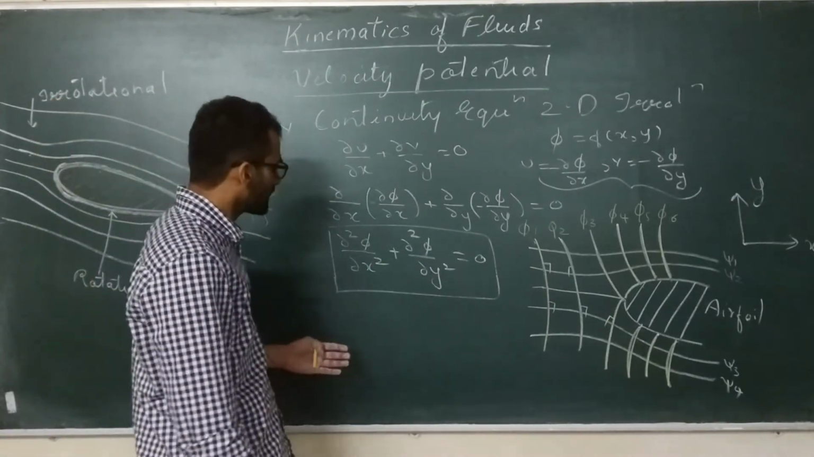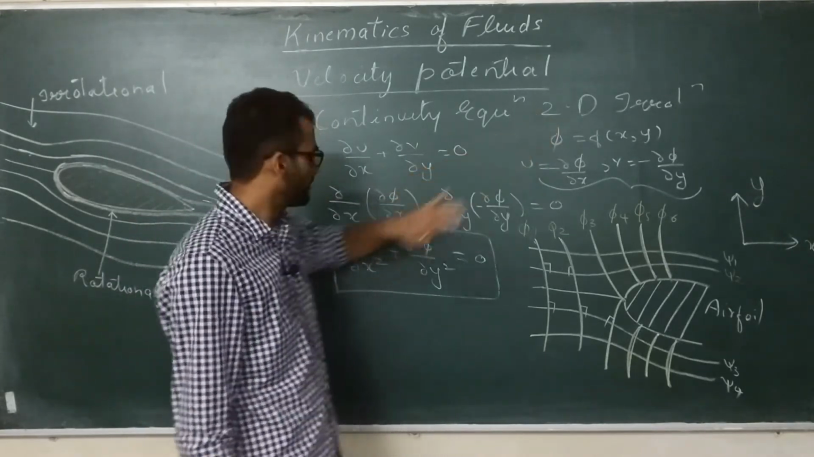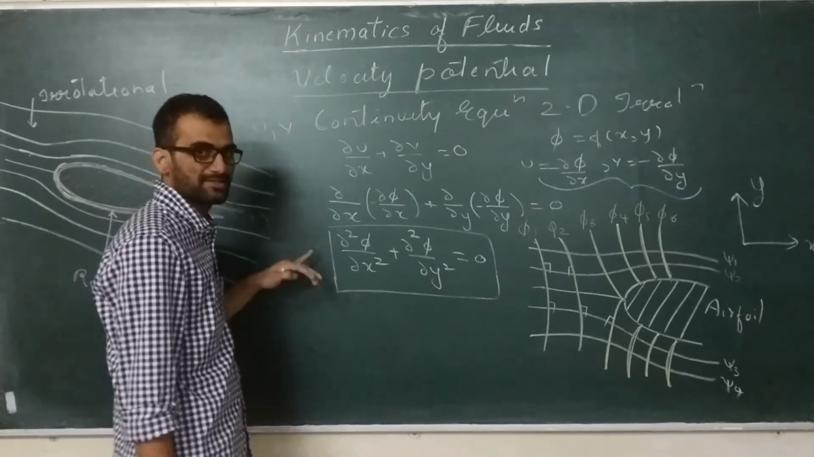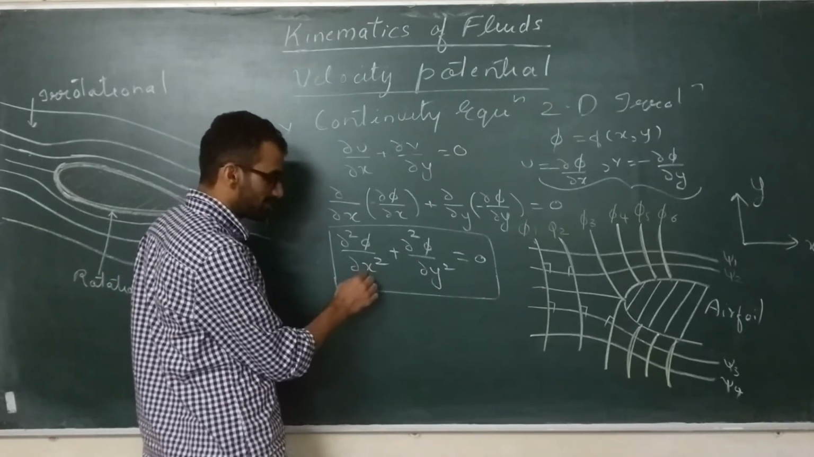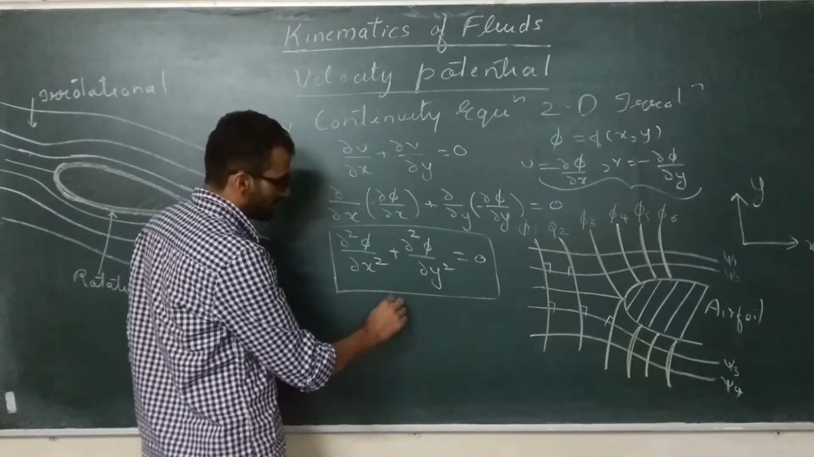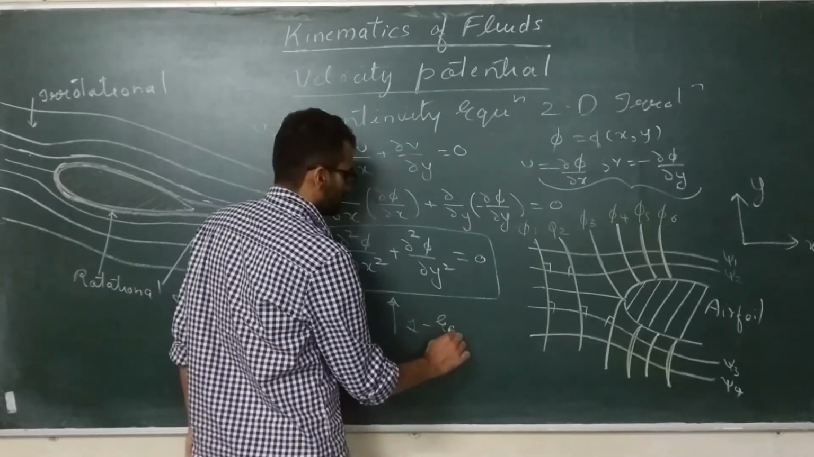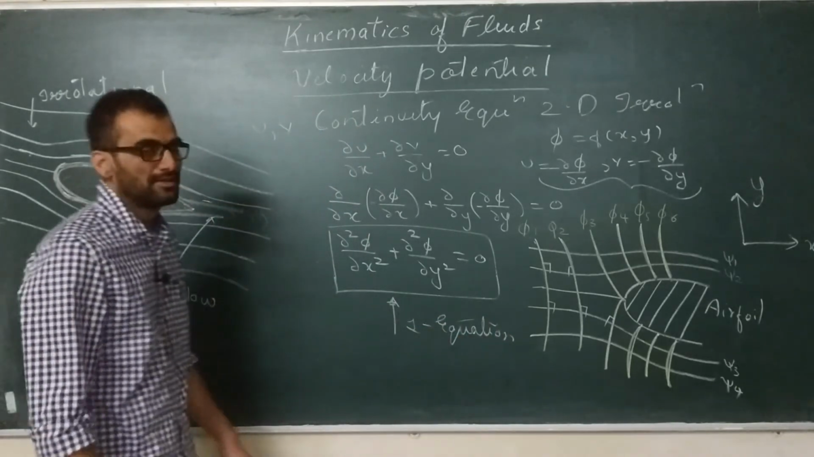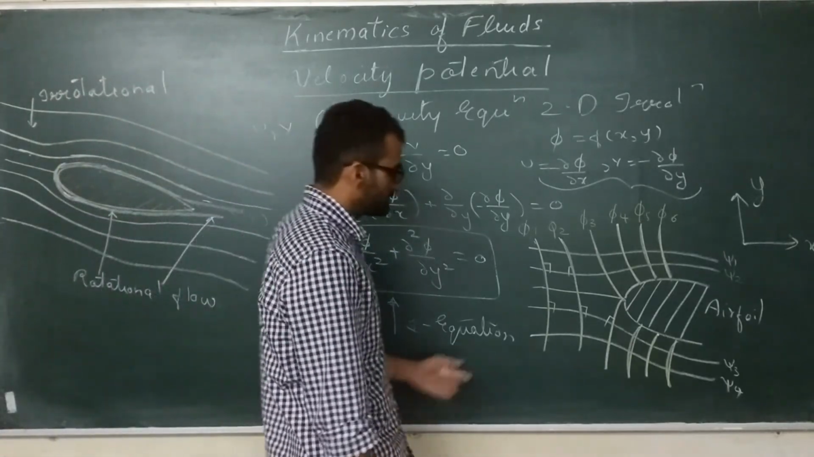Next, the velocity potential function should follow the Laplace equation. This is the form of the Laplace equation. It should satisfy that. Without any extra equation, the entire flow field can be solved by just solving one equation. That's the beauty of the velocity potential function.